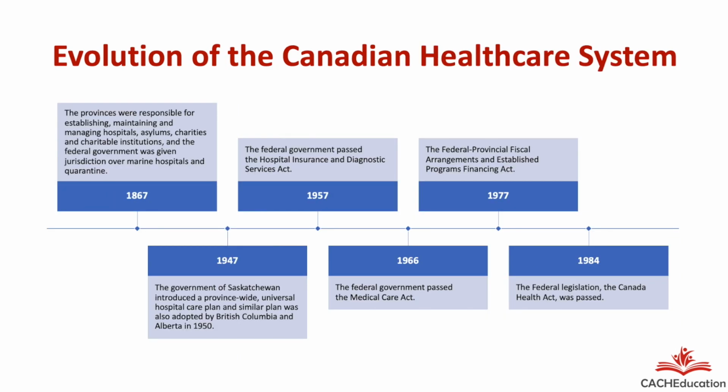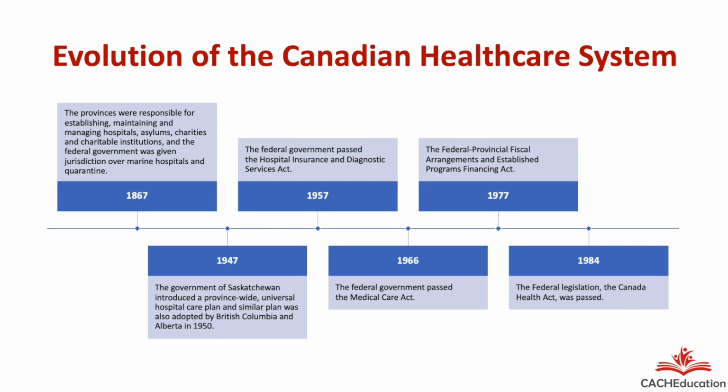So when we look at the evolution of Canadian healthcare services, well, again, I previously mentioned back in 1867, the British North America Act gave the provinces the responsibility for establishing, maintaining, and managing hospitals, asylums, and charities and charitable institutions. And the federal government was given jurisdiction over our marine hospitals and quarantine type facilities. So our healthcare system goes back all the way to 1867, when Canada first was made a dominion within the Commonwealth of the United Kingdom.